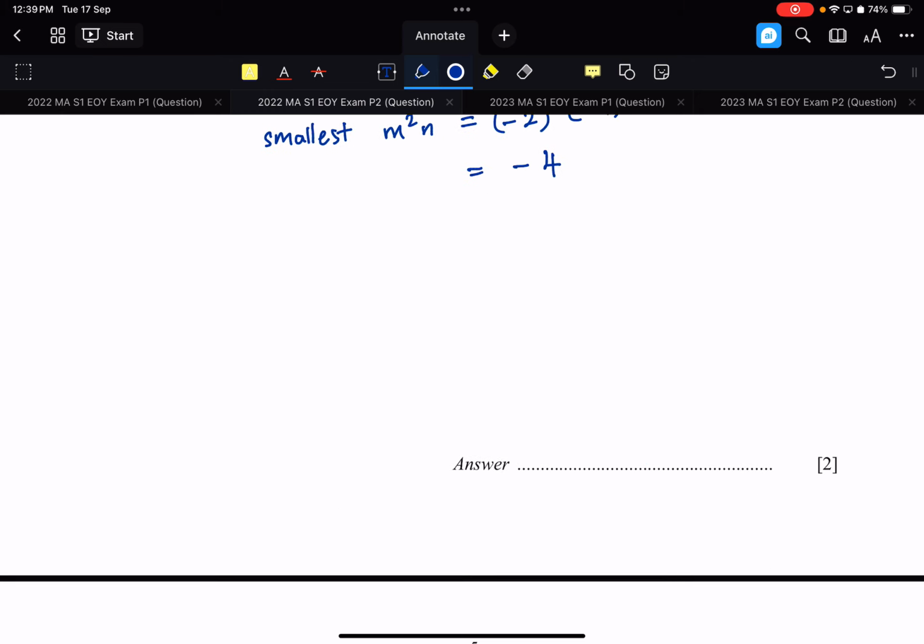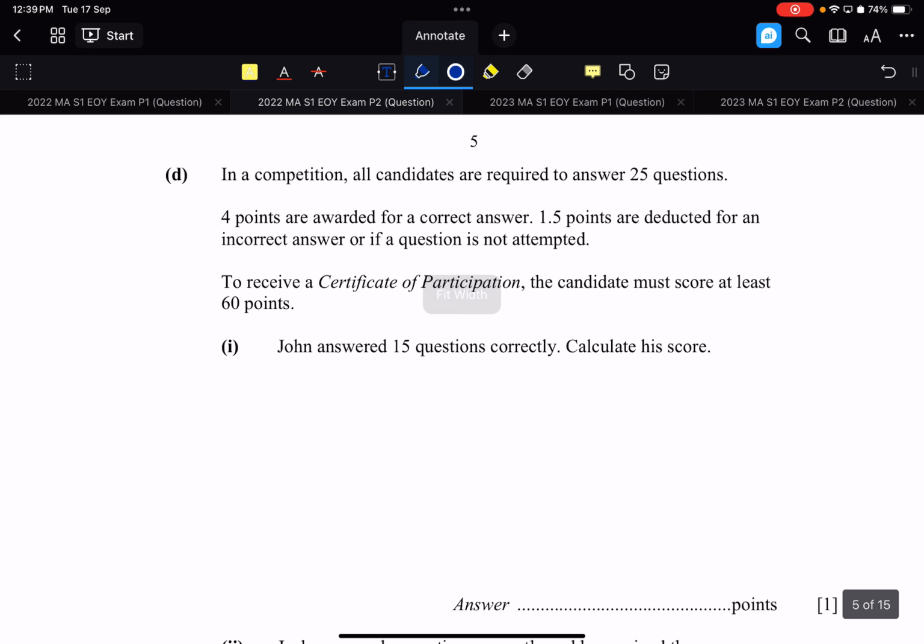Right. In the competition, all candidates are required to answer 25 questions. 4 points are awarded for each correct answer. 1.5 points are deducted for an incorrect answer or if a question is not attempted. To receive a certificate of participation, the candidate must score at least 60 points.